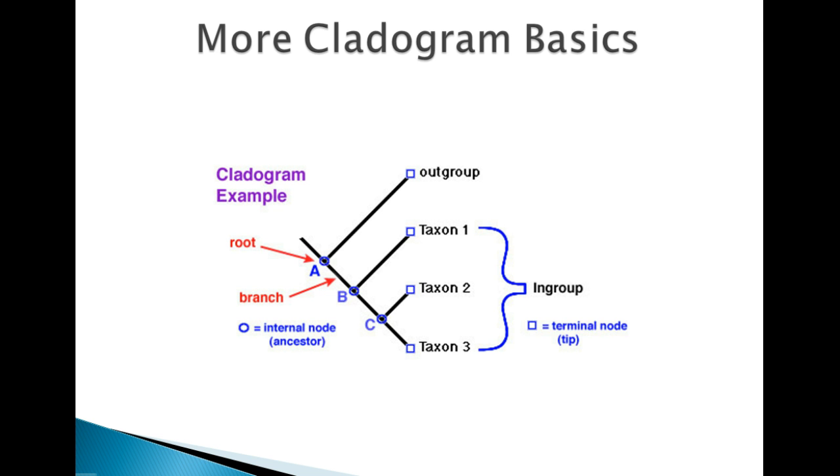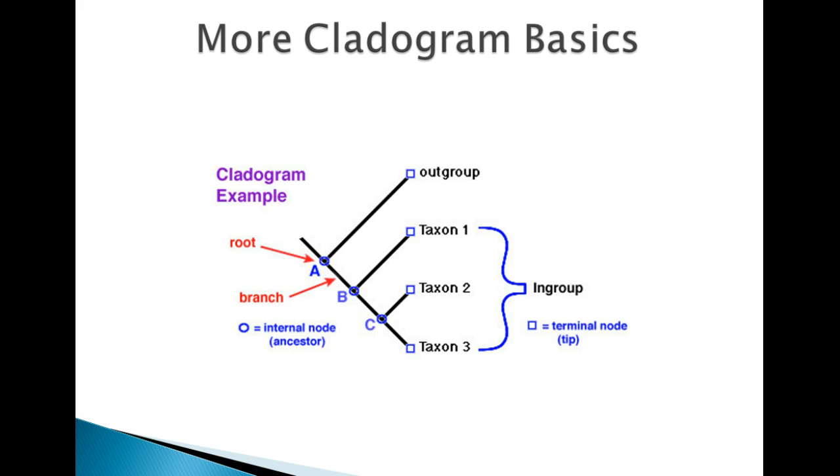Today we're going to continue our discussion of cladogram basics. So let's look at node A. Let's find node A. Here's node A right here with a circle. In this diagram, node A is termed the root of the cladogram because it's at the base or the beginning of the cladogram. In this case, the root is normally drawn with a dangling branch.